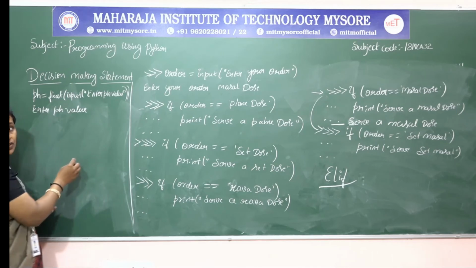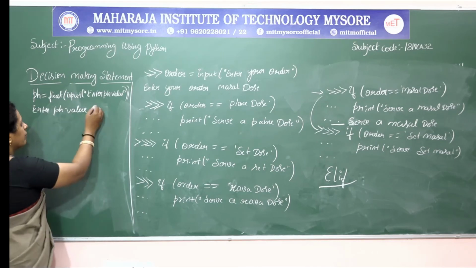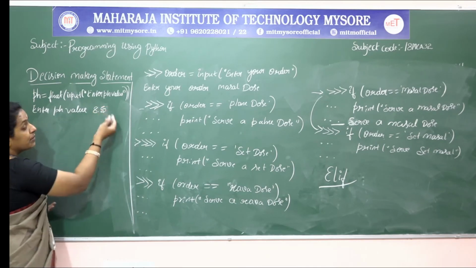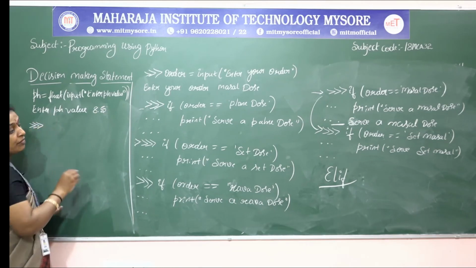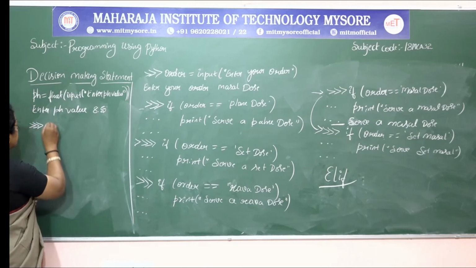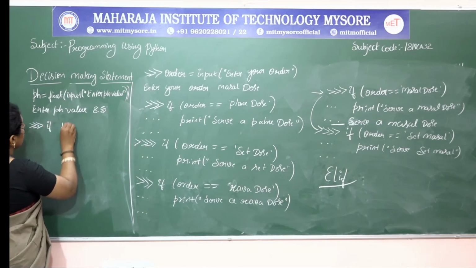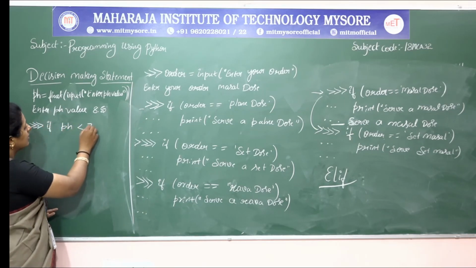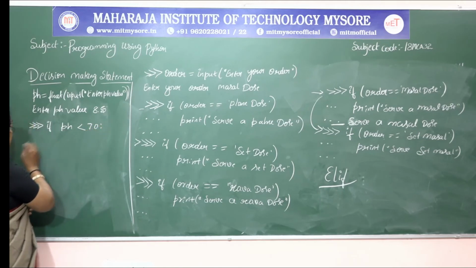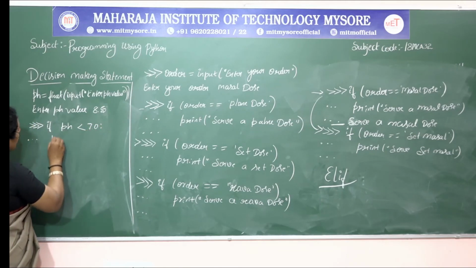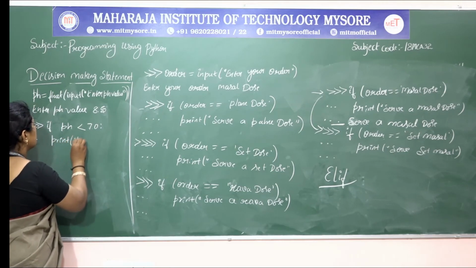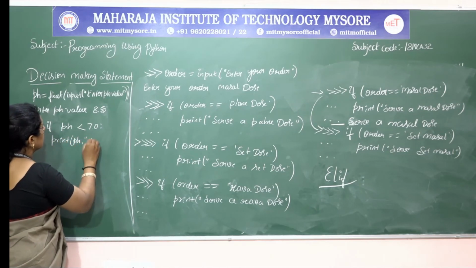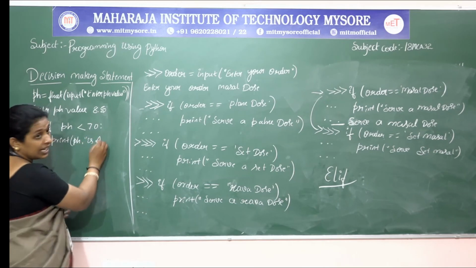So assume that the pH value is 8.5. In the last example we have gone with the same thing. So here I am using if, else, elif. If pH is less than 7.0, print pH is acidic.